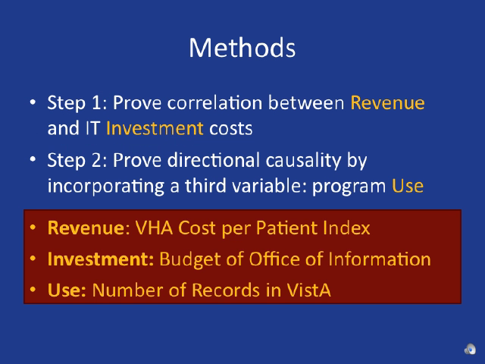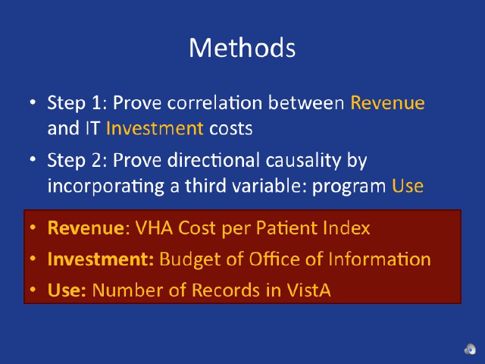The first step in observed, objective analysis is to prove a correlation between increased revenue and IT investment. This is done with statistical analysis based on the following scatter plot. To create such a plot, we must assign revenue and investment to the data provided from the VA. We will use the VA Cost Per Patient Index to measure revenue, and the Budget of Office of Information as an indicator of IT investment cost.